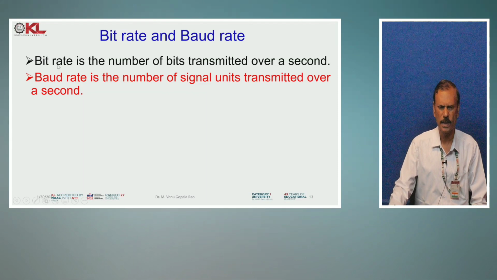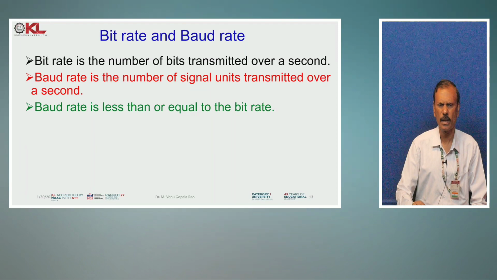We have already studied signal elements and data elements. This is the difference here. Bit rate is the actual digital bits we are transmitting over a second, whereas the baud rate is the number of signal units. As we have observed previously, the signal units are nothing but a number of carrier signals for one period or one pulse signal transmitted. So this is what we are calling baud rate.